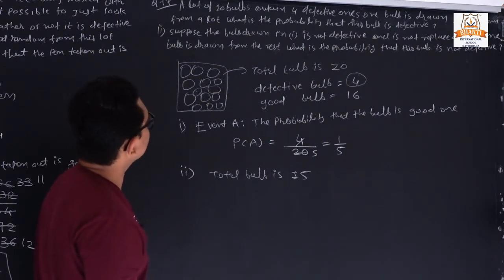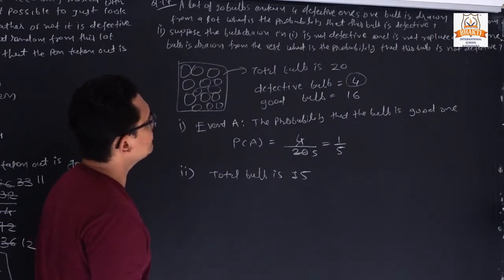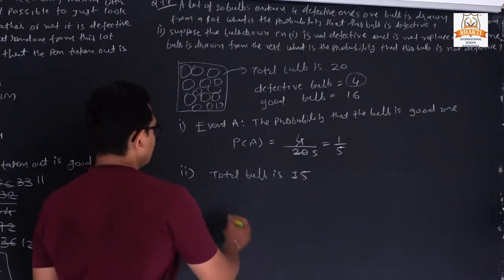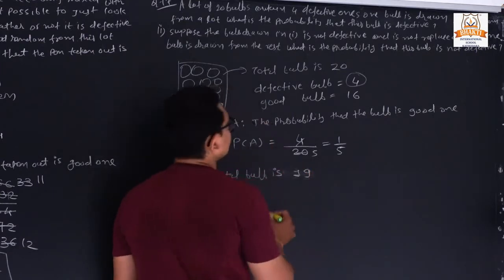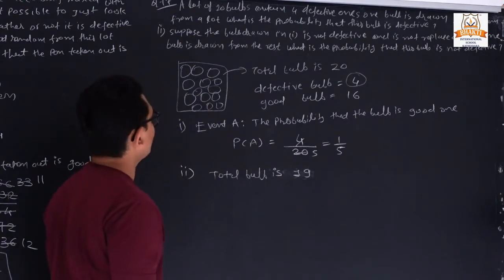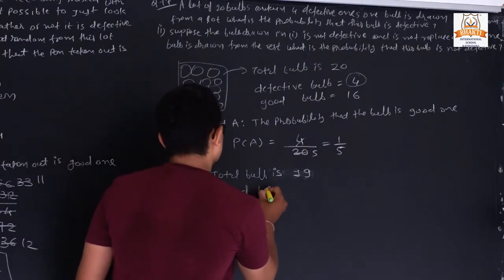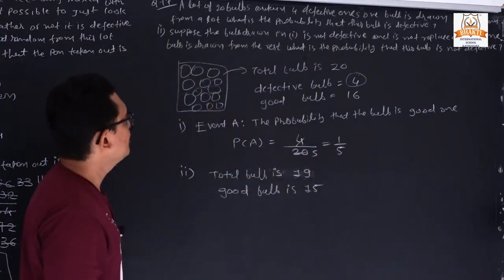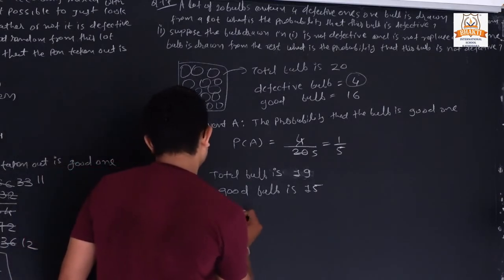Suppose that the bulb drawn first is not defective and it is not replaced. So now one bulb is drawn from the rest. So what is the probability this bulb is not a defective piece? We need to find the probability. So now the total bulb is 19, because we already took one bulb from all. So how many are the good ones? Now good bulbs are 15. Clear? It is not a defective piece. So we can find the probability of event B.